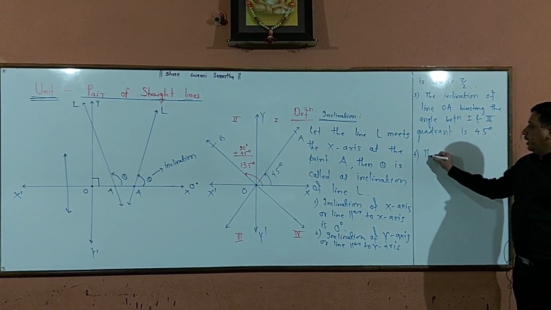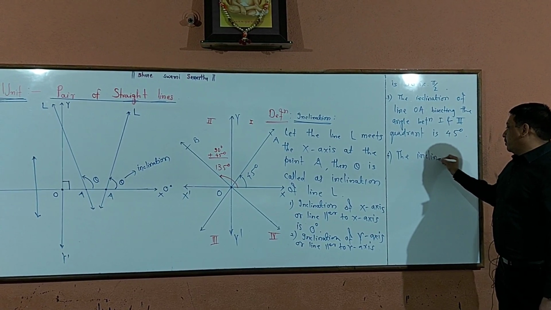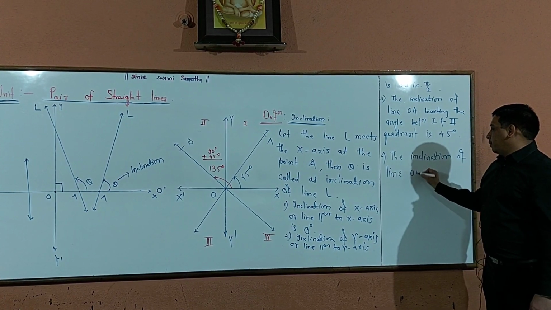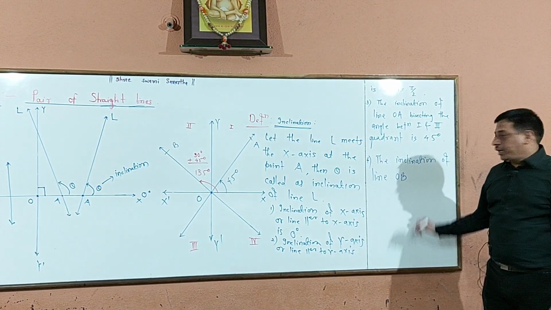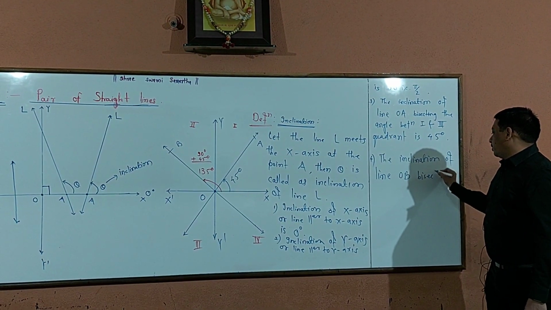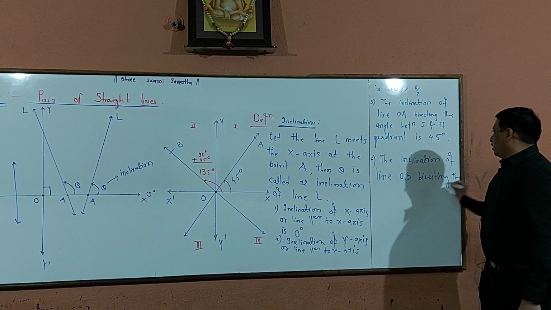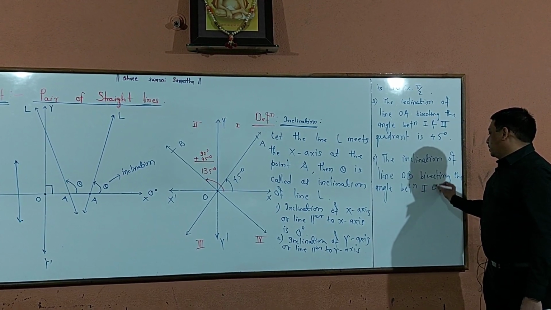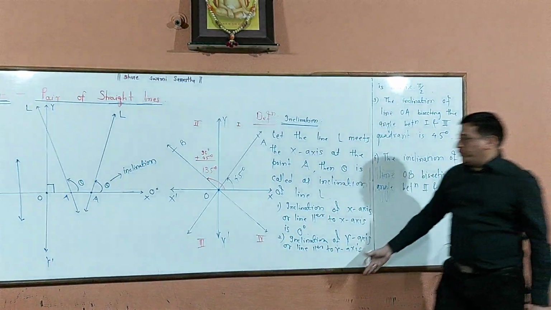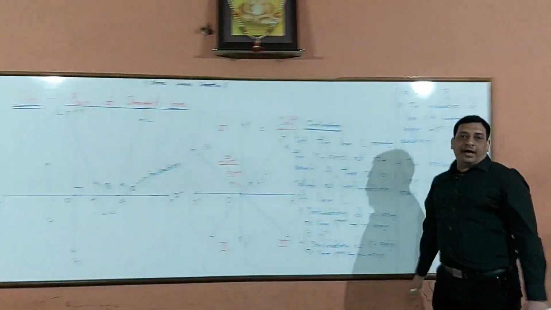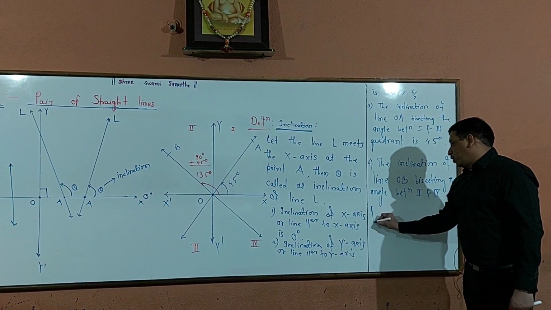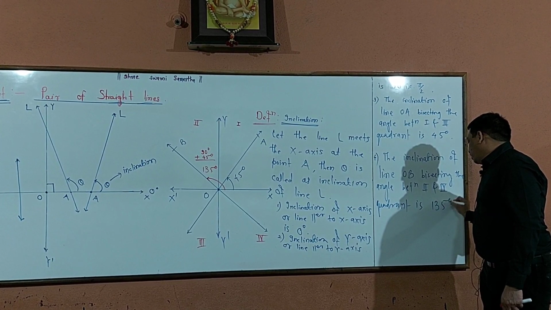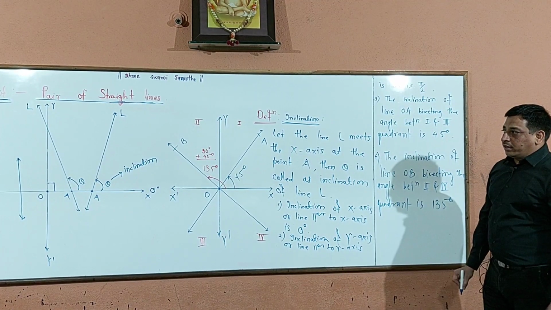Then the inclination of the line OB, bisecting the angle between the second and fourth quadrant, is 135 degree.